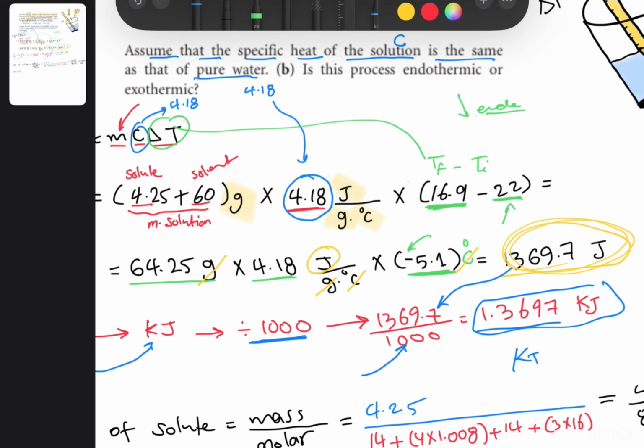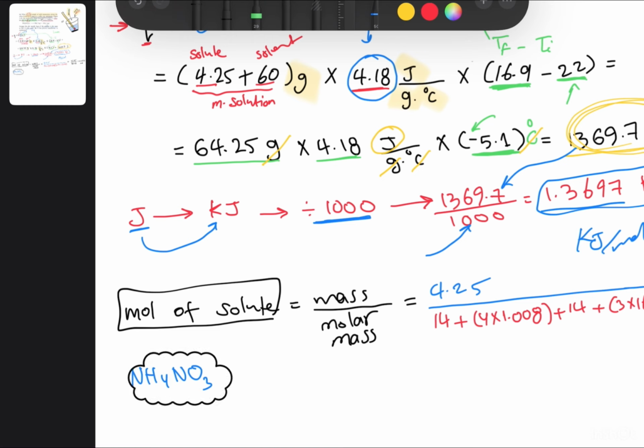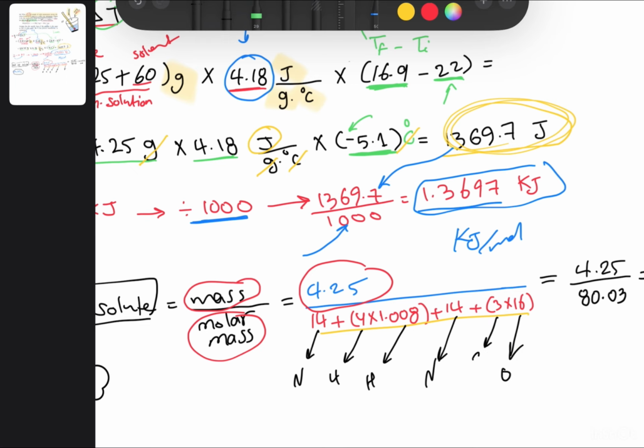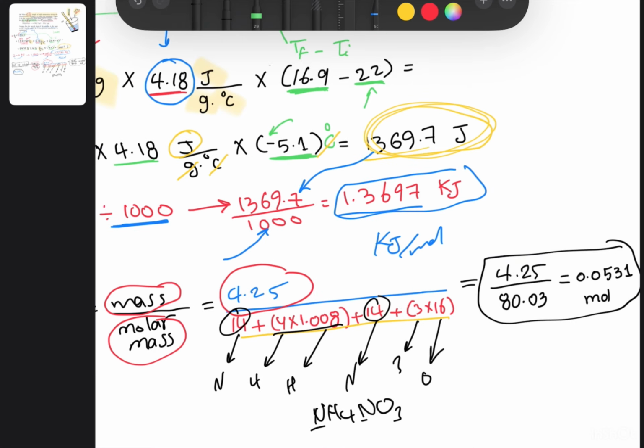But now it's kilojoule per mole, which means I have to calculate the number of moles now. The moles of what? The moles of solute. What is your solute? It's ammonium nitrate. So in order to calculate the moles, we apply the mass over the molar mass. The mass is 4.25, and the molar mass can be calculated from the periodic table. The 14 is for nitrogen. We have 4 hydrogens, and this is the molar mass for hydrogen. It's again for nitrogen, and since we have 3 oxygens, this is for oxygen, and this is for the 3. Like you remember, it's NH4NO3.